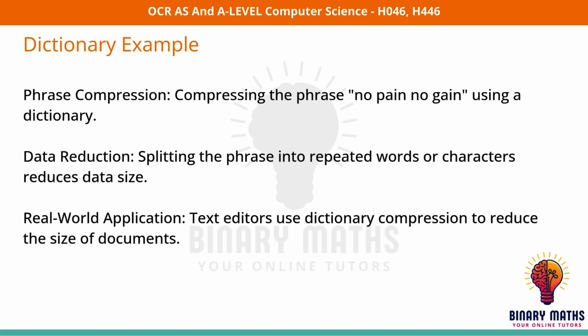Let's look at an example of dictionary compression. Consider the phrase "no pain, no gain." By splitting the phrase into repeated words or characters and storing them in a dictionary, we can reduce the data size. For instance, "no" and "pain" can be stored as dictionary entries, and the phrase can be compressed by referencing these entries. Text editors use dictionary compression to reduce the size of documents, making them easier to store and share.